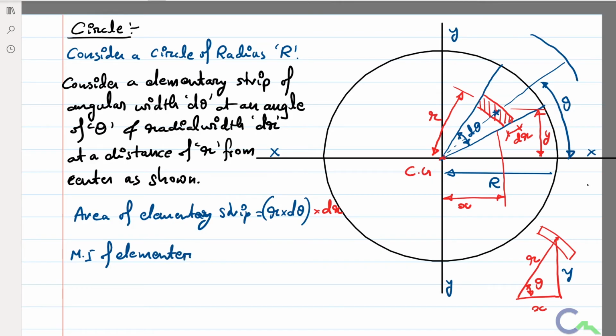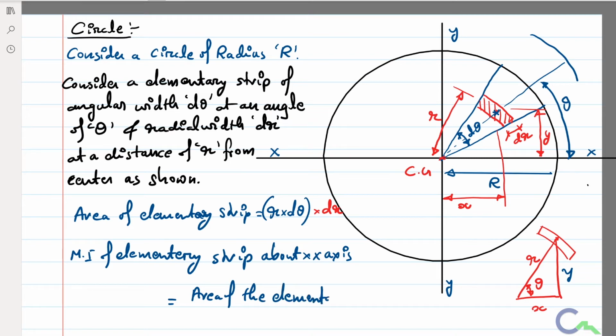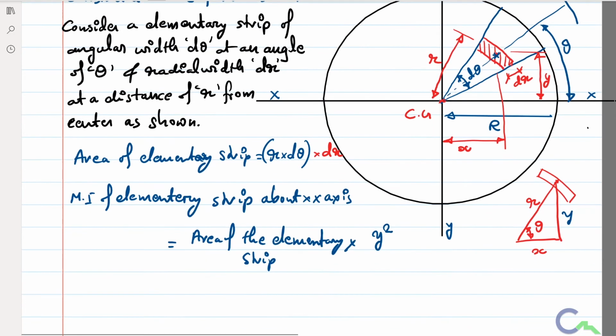So if I want to find the moment of inertia of the elementary strip about the XX axis, that is nothing but the area of the elementary strip into the distance from the XX axis to the centroid of the elementary strip, that is y square. As I said, I am calculating the moment of inertia about the XX axis, from this to the centroid of the elementary strip, that is y.